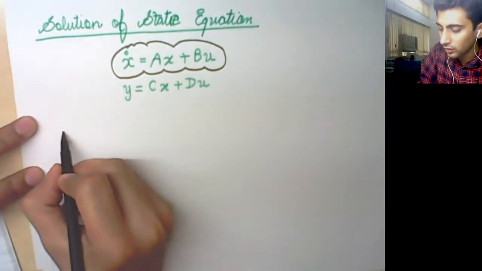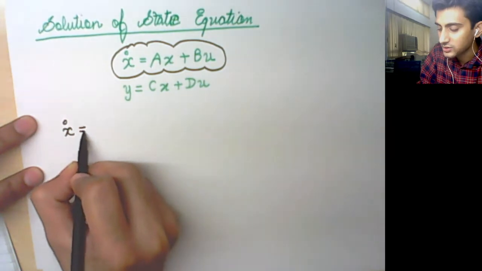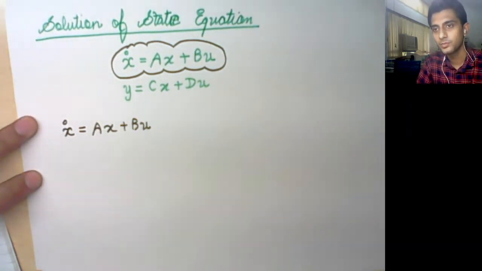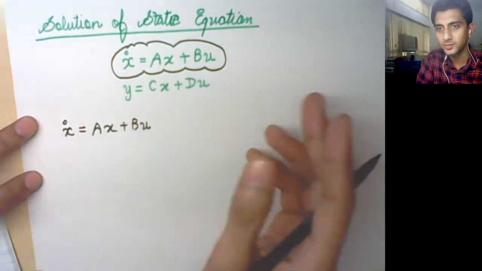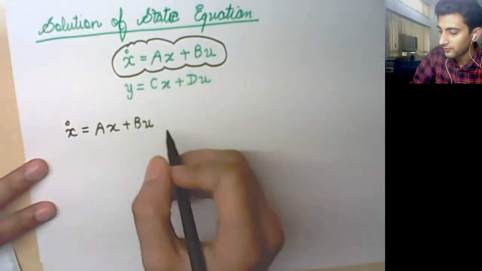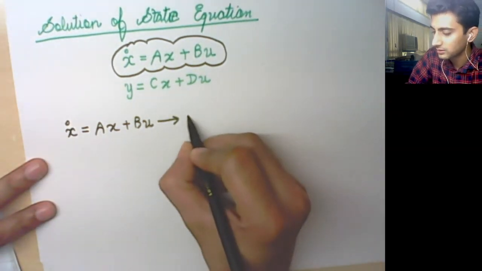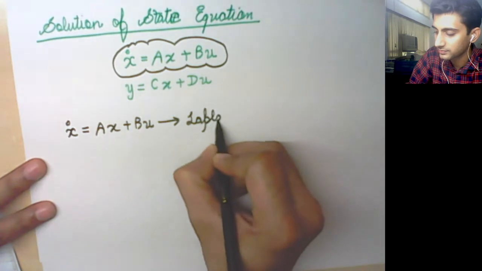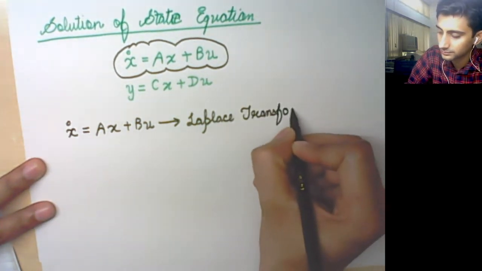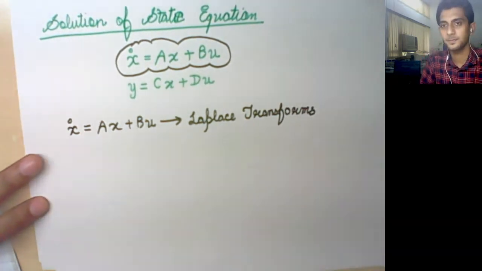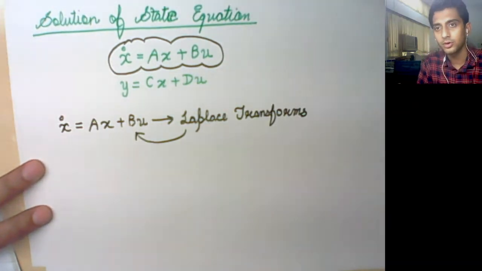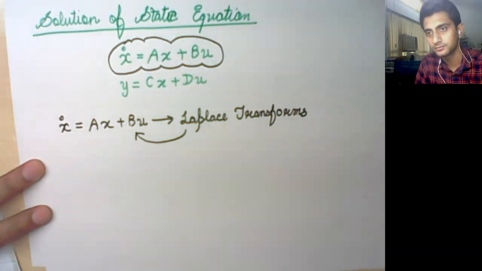So we have to solve primarily x dot equals Ax plus Bu. Then we can come to y equals Cx plus Du, but that's another thing. Actually, we will solve this by using the method of Laplace transforms. How? We will apply Laplace transform on both sides in this equation.